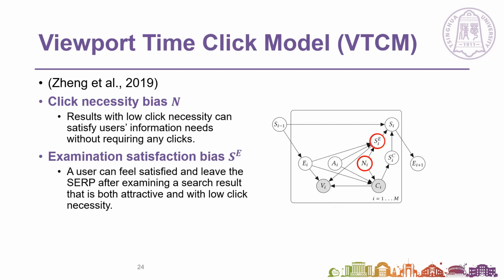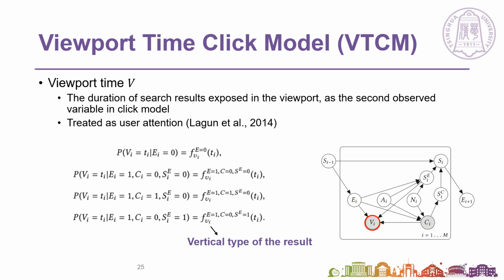This is a click model recently proposed by us named viewport time click model. It follows the mobile click model and takes click necessity bias and examination satisfaction bias into account. Different from existing click models, VTCM considers the viewport time of each result as the second observable variable besides clicks. VTCM models the relationship between the viewport time, result type, examination behavior, examination satisfaction, and user clicks.